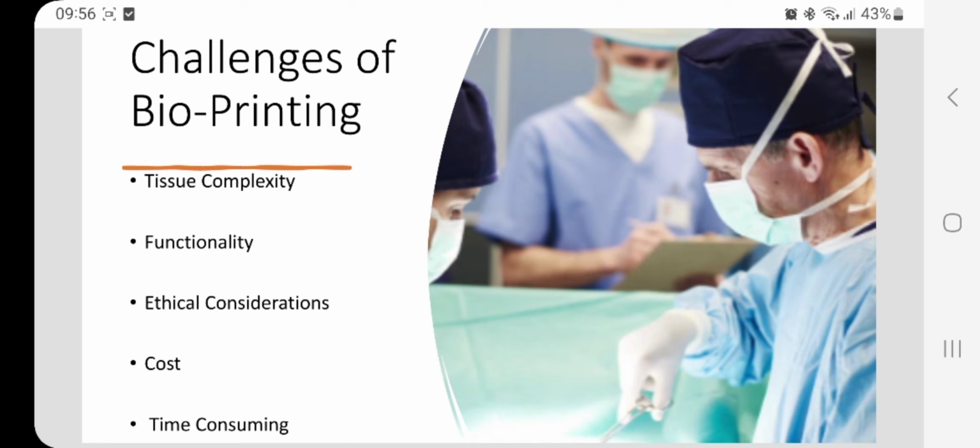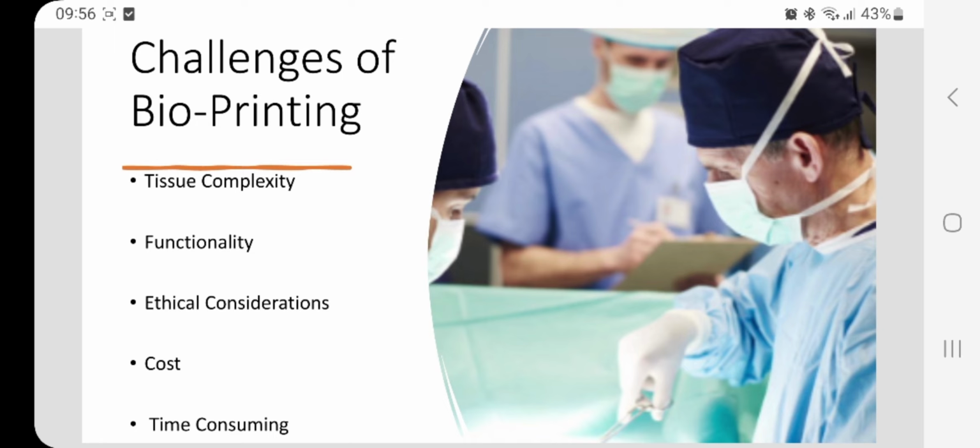Cost. Bioprinting technology is expensive. It involves specialized equipment, material, and skillful personnel. The high costs are associated with the research and development, as well as the production of bioprinted tissues and organs. Until the price of these expenses can go down, bioprinting will not be entering into the mainstream of treatment options.